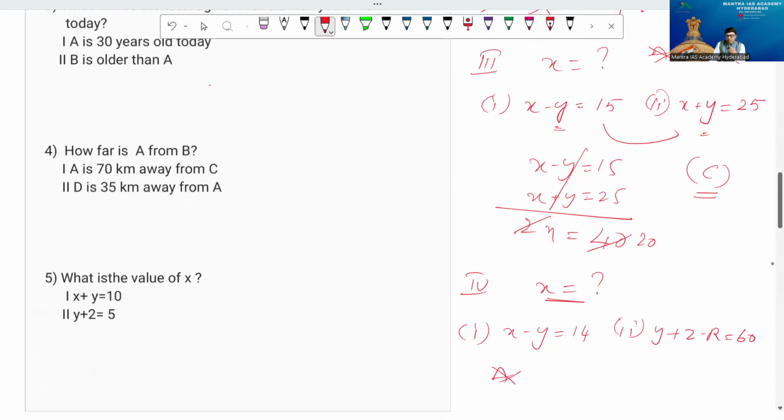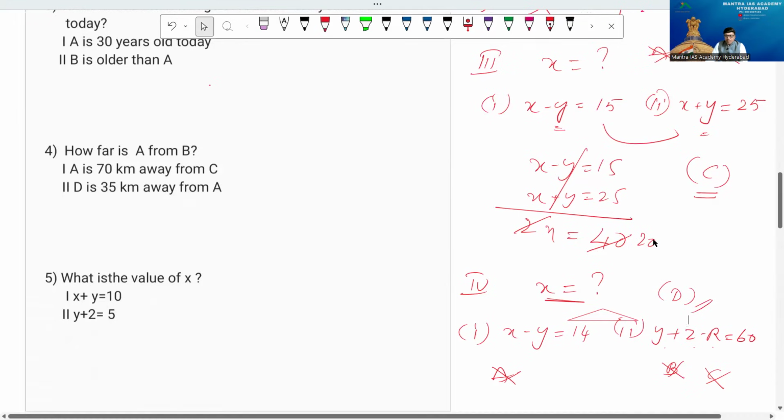Then go to the second statement, y plus z minus r is equal to 60. In this case, there is no x at all. So it is impossible to get the value of x directly. So the option is not B. Now the combination of this and this. Even combined, it is not possible. Reason: x minus y is there, and y plus z minus r. We have a total of 4 variables, but we have only 2 equations. So it is impossible to get the answer. Our answer is not C. So individually no, even after clubbing also no. That means the data is not sufficient to answer the question. That's the reason our answer is D.